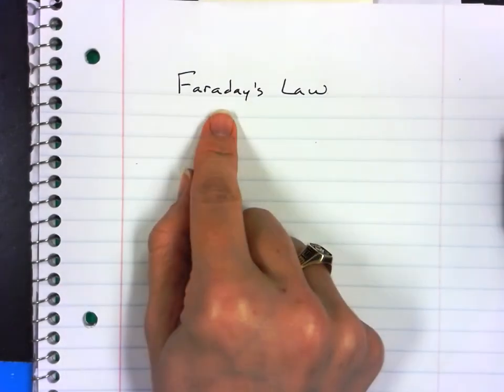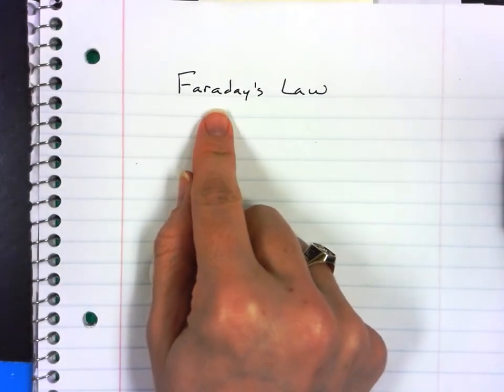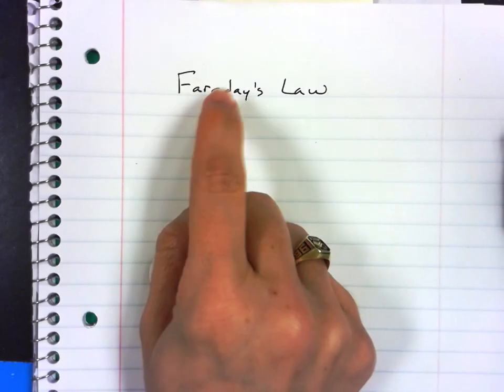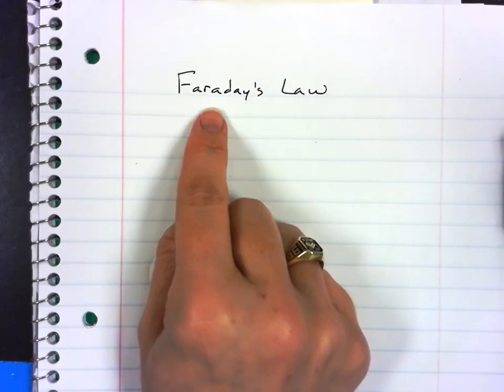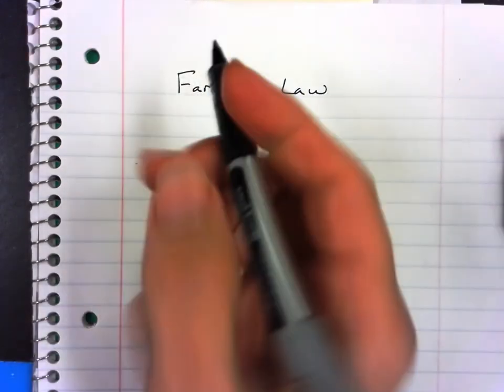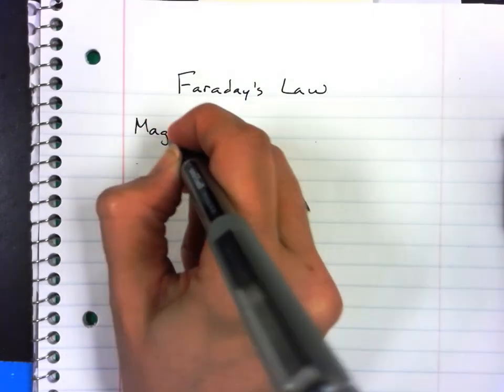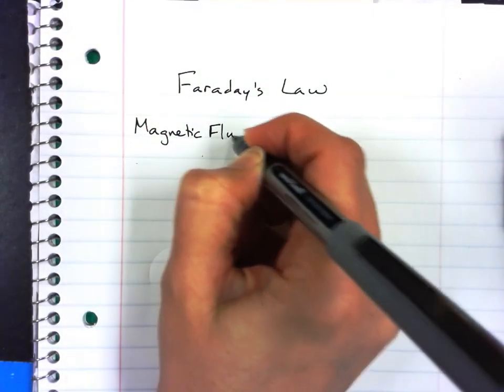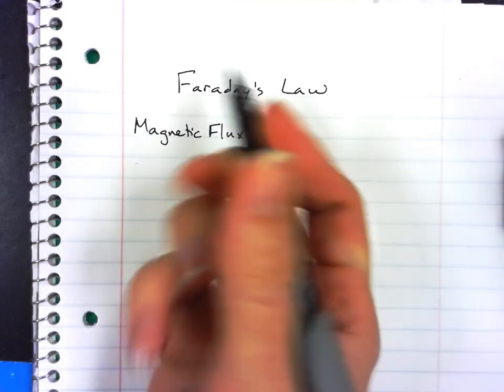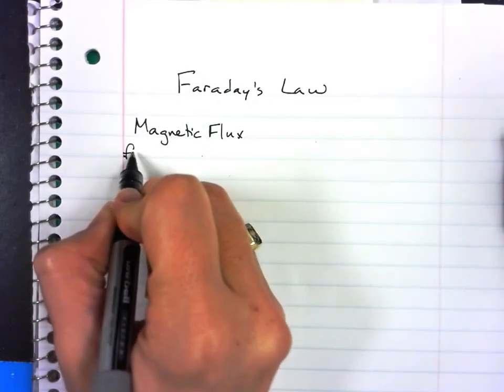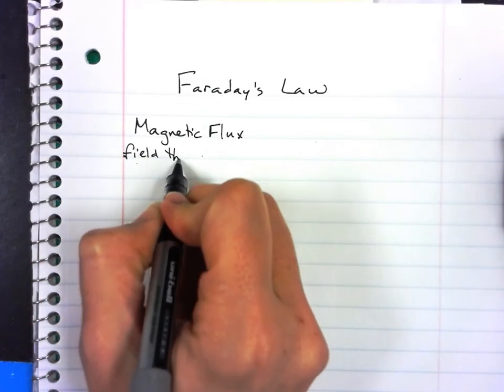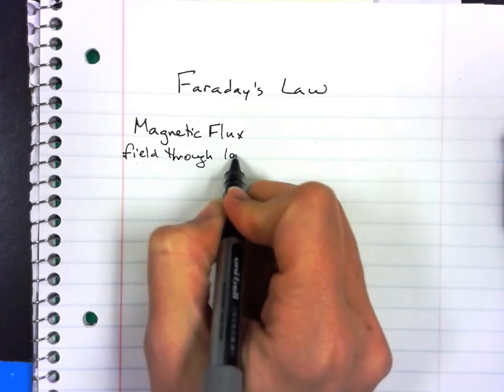Faraday's law is what makes magnetic fields useful in modern society. In fact, it's what's made modern society possible. I shall explain more in a little while. But first we need to define magnetic flux. So magnetic flux is the magnetic field through a loop.